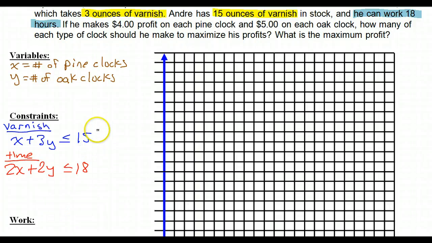Alright, so fine, those were the 2 main constraints, but before we get off of constraints, there's one more thing we have to talk about, and that is the reality constraints. Alright, we're talking about objects, clocks. You cannot have negative clocks. So that means that x has to be greater than or equal to 0 and y has to be greater than or equal to 0. Please make sure you include the reality constraints among your constraints.